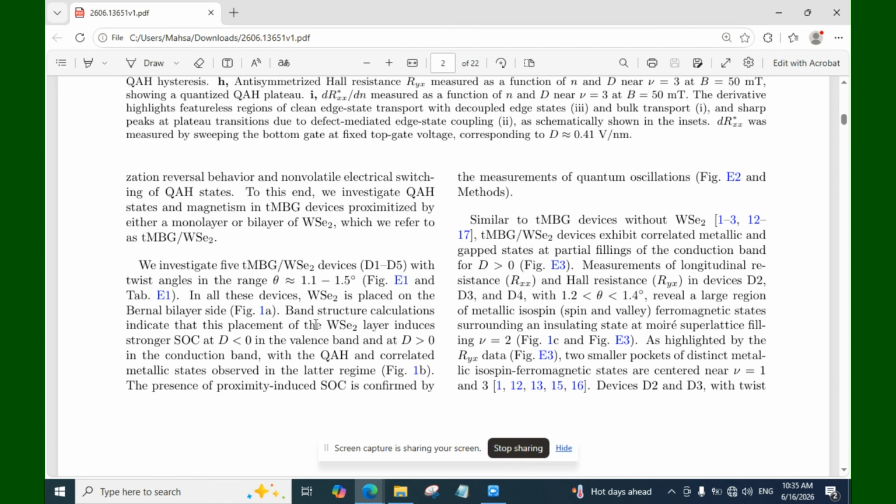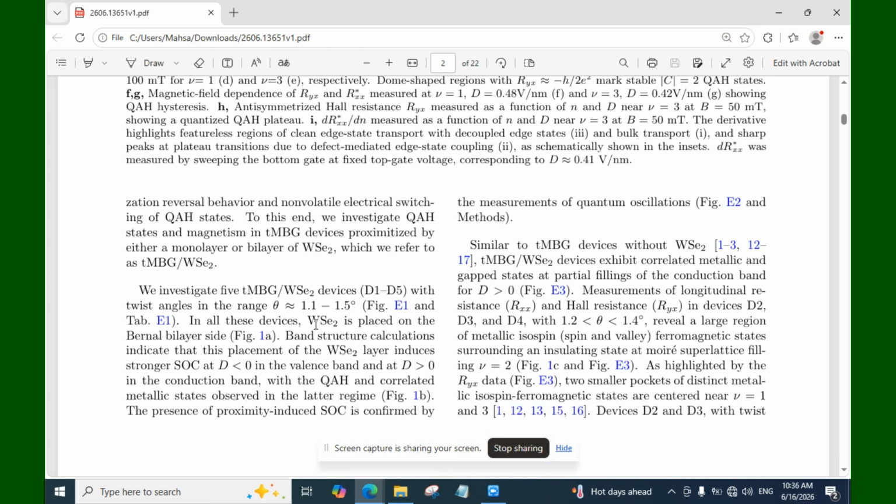We investigate five TMBG/WSe2 devices, D1 to D5, with twist angles theta between 1.1 and 1.5 degrees. In all these devices, WSe2 is placed on the Bernal bilayer side. The band structure calculations indicate that this placement of the WSe2 layer induces a stronger SOC at D less than 0 in the valence band and at D greater than 0 in the conduction band. With the QAH and correlated metallic states observed in the latter regime, the presence of proximity-induced SOC is confirmed by measurements of quantum oscillations.